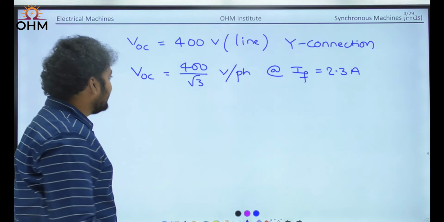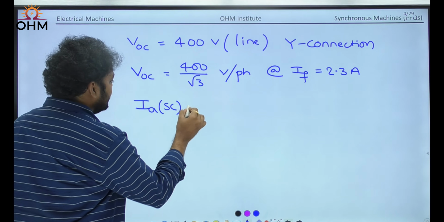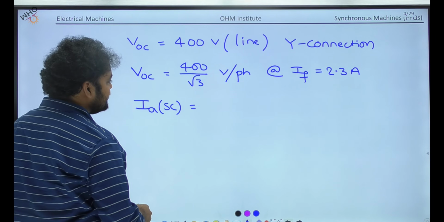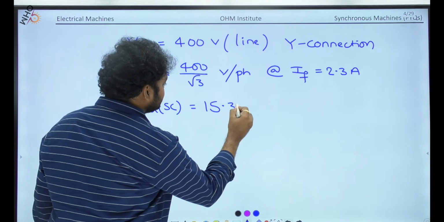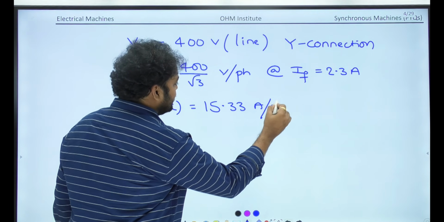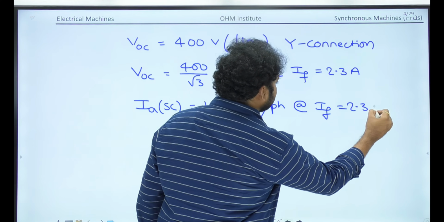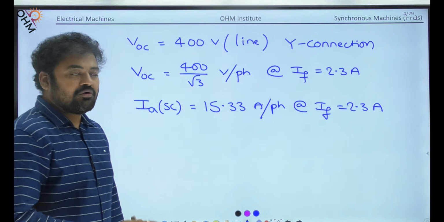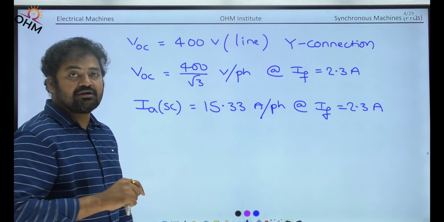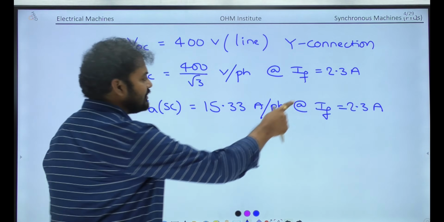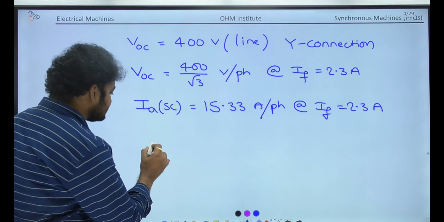Okay, and what is the short circuited armature current? We just calculated: short circuited armature current is equal to 15.33 ampere per phase. This is also at a field current of 2.3 ampere. Now open circuit voltage and short circuited current both are available at the same field current. Now I can calculate synchronous impedance per phase.